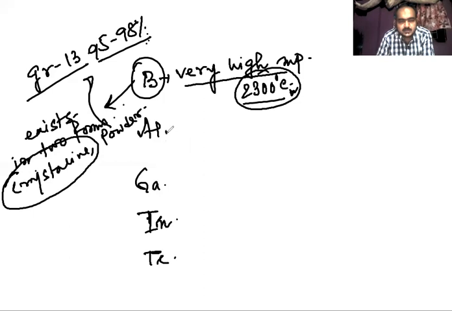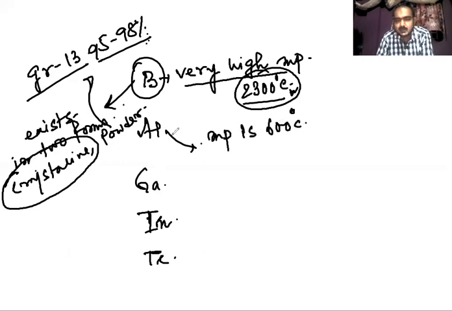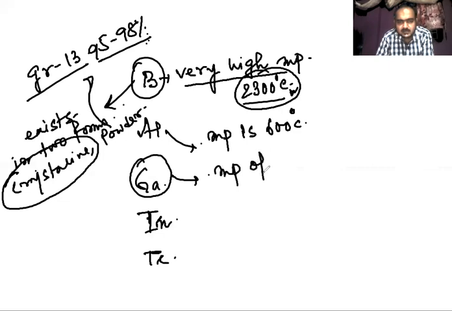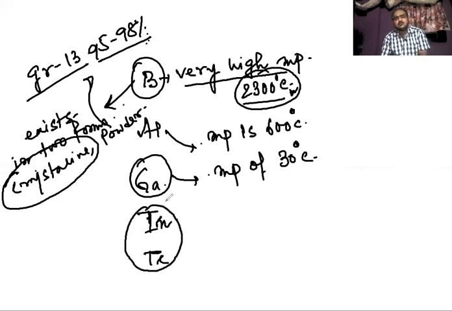Aluminium, you can see there's a drastic change in the melting point. The melting point is 600 degrees centigrade. Gallium has a melting point of 30 degrees centigrade. Generally, indium and thallium are less important for our entrance and our board. That's why we should not discuss them greatly in this case. The melting point is approximately 700 degrees centigrade.